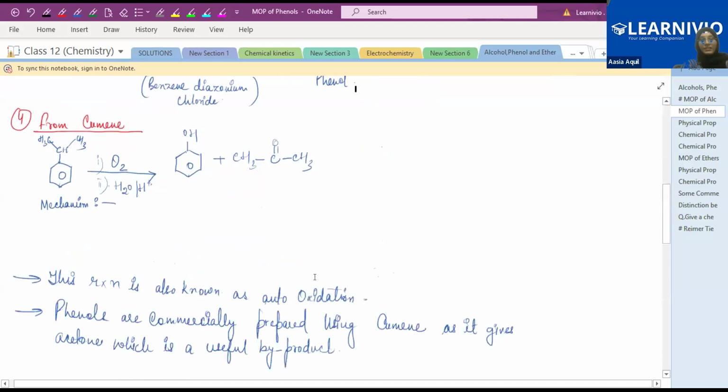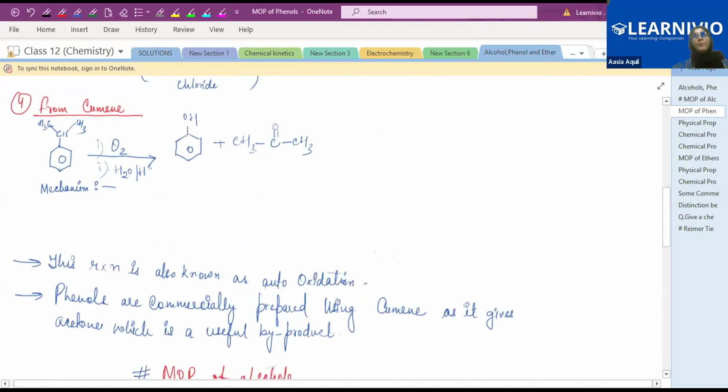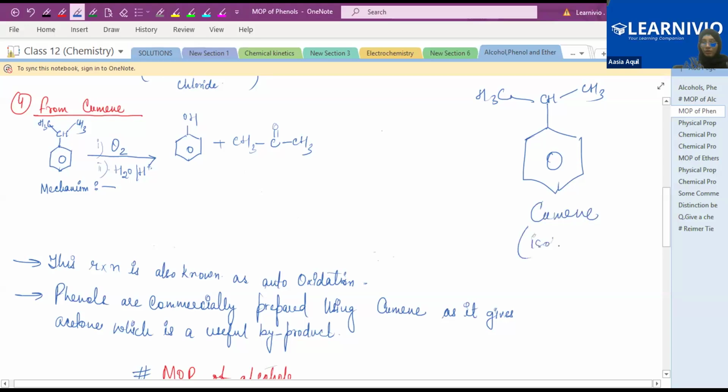Okay. Let's see the next method of preparation, from cumene. And the question is, what is cumene? Cumene is basically isopropyl benzene. So this is a benzene ring, and on the benzene ring there is an isopropyl: this CH, and this CH3, CH3. This is the isopropyl group attached. So this is your cumene, and the other name you can write is isopropyl benzene.